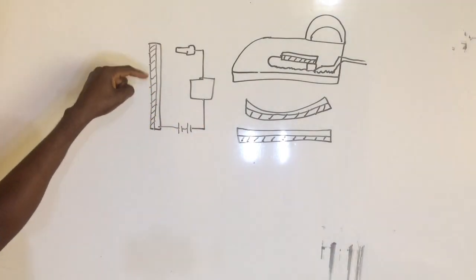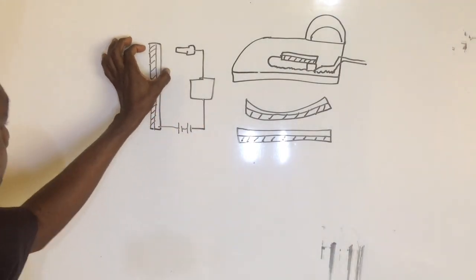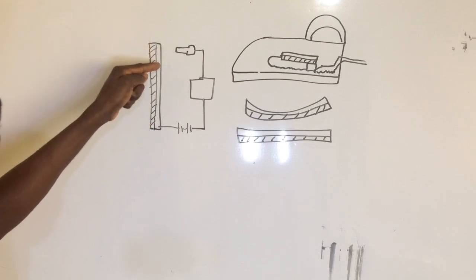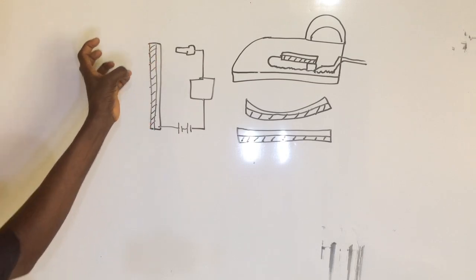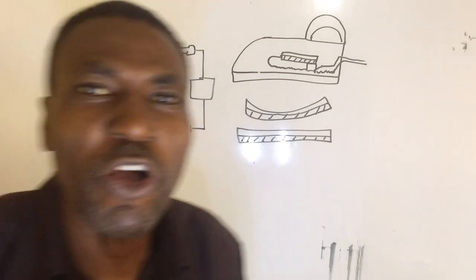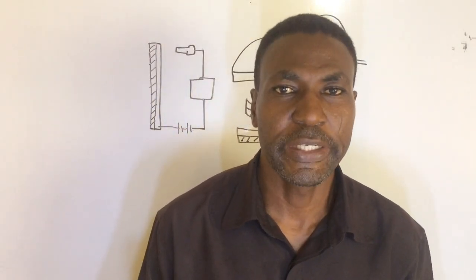heat up this bimetallic strip, thereby causing it to bend, because this one may be copper, this is iron. This causes the metal to bend towards this, and as it is bending, it makes contact with this, thereby completing the circuit. Then the fire alarm will start sounding, and people will know that there is a fire outbreak.